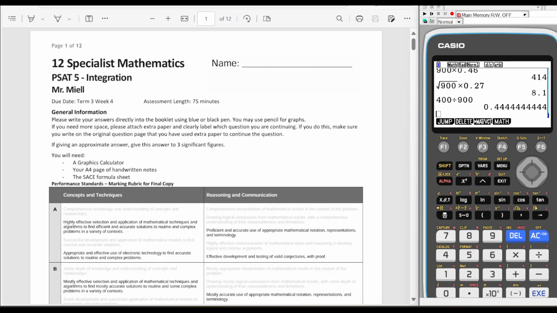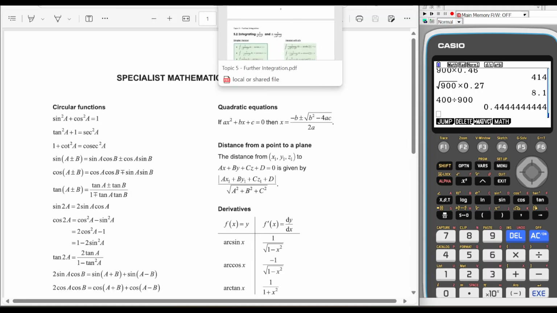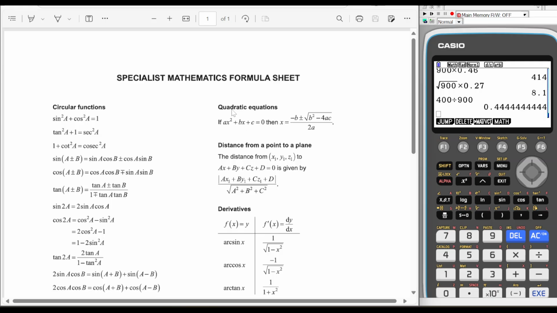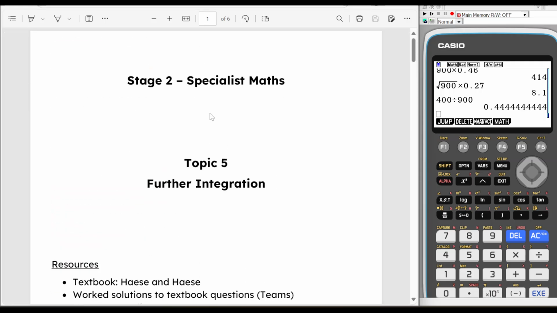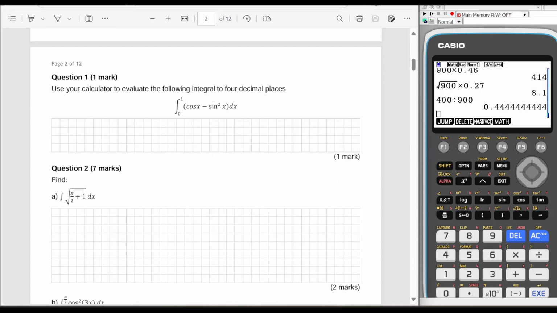Okay, we're doing the practice test for integration. So what you need is the test, the formula sheet, and a calculator. I'm also just going to have the topic booklet up here because, well, I always forget the integration formulas. There's a lot to remember.